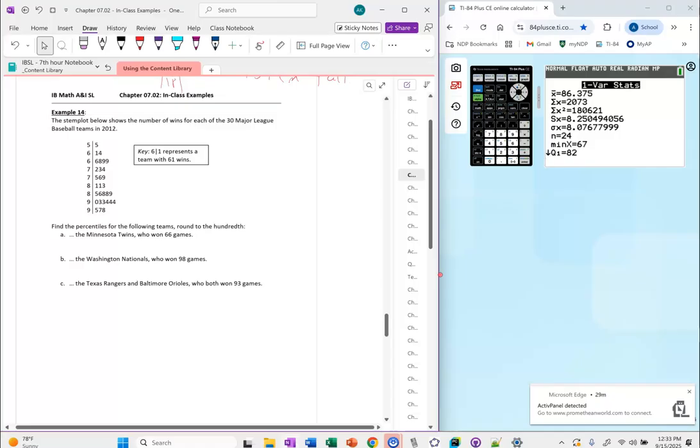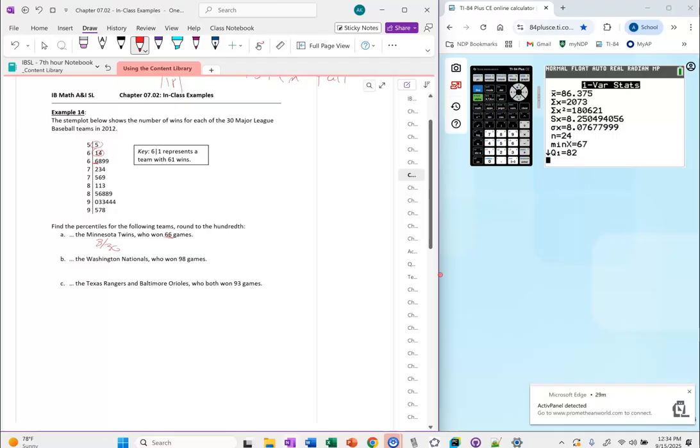All right. If I want to calculate percentiles, what's the definition of a percentile? It's the number of scores worse than that divided by the total. So if I want the percentile for the Minnesota Twins, who won 66 games, I locate the 66 here, and I count 1, 2, 3 scores less than that. I think there's 30 Major League Baseball teams. I don't feel like counting them all up. I'm just going to use that.